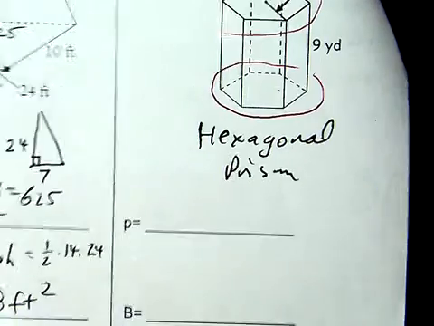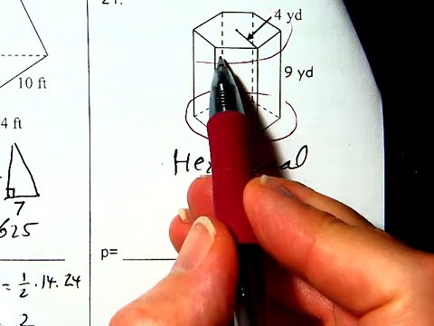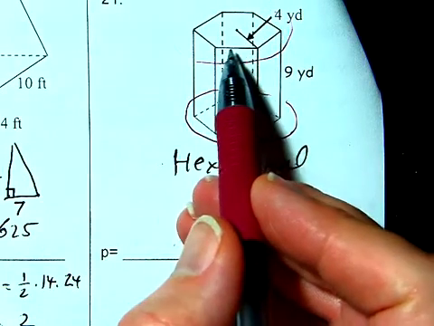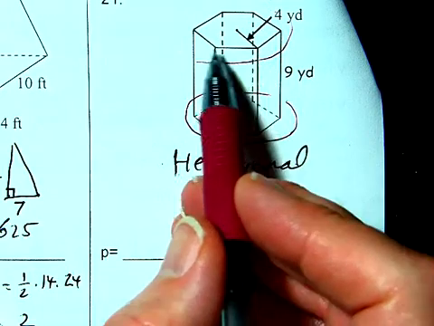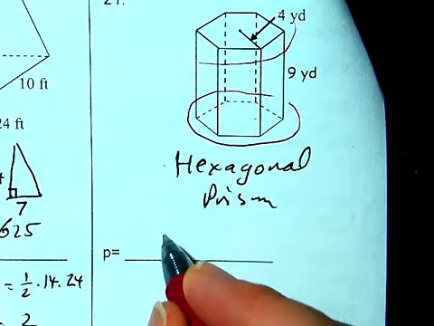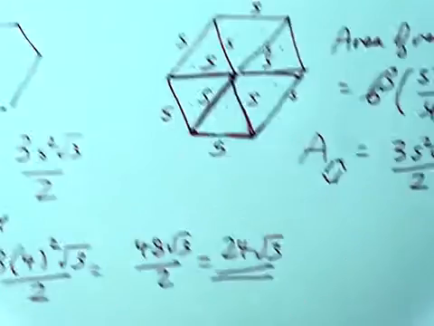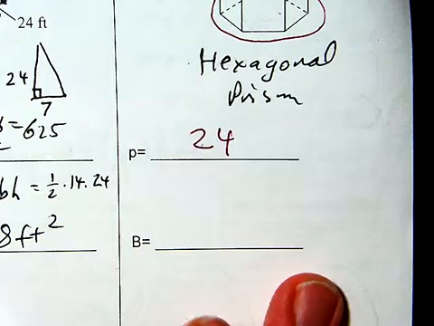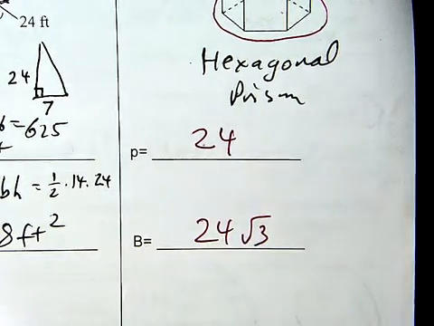Let's actually go through this a little bit then. The perimeter: each side is 4. The radius is 4, and the radius is equal to the sides in a hexagon. So 6 times 4 is 24. So the perimeter is 24. What is the area of the base? We just did that. It's 24 square root of 3. So the area of the base is 24 square root of 3.